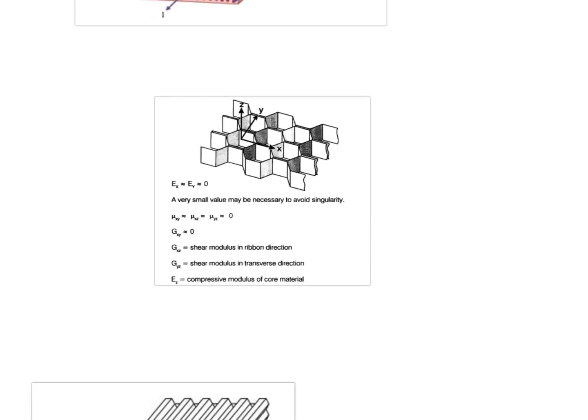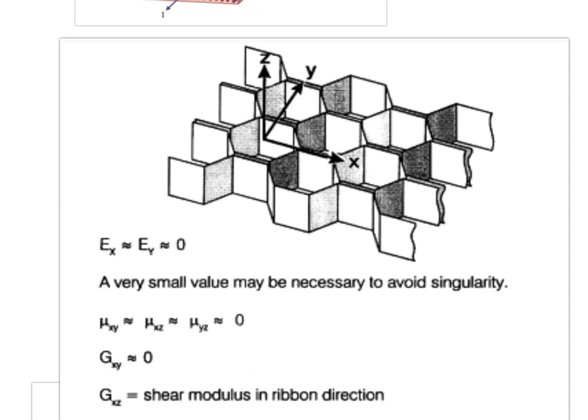So how a honeycomb is constructed, it is something like this. You have a definite direction called the ribbon direction, where two ribbons are joined together. So this is the ribbon direction. Usually honeycombs will have more strength along the ribbon direction compared to the transverse direction. So EX will be different, EY will be different, and out-of-plane compression will also be different. So this is another example of an orthotropic material where you have three different properties along three different directions.